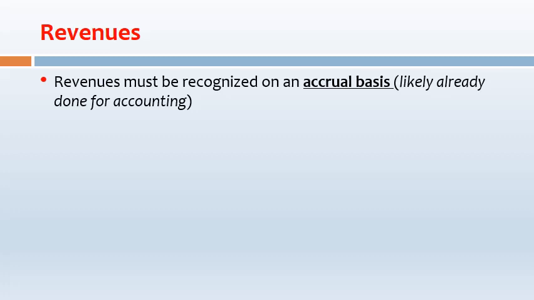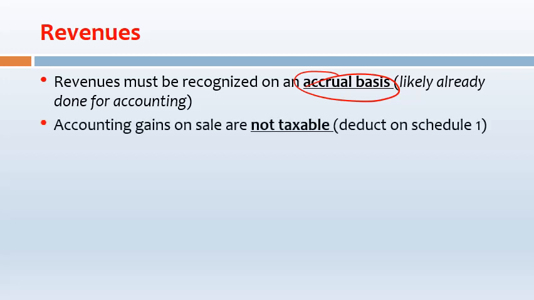Let's talk a little bit about revenues and how they're treated for tax purposes and the various effects that we're going to have on the T2S1. Revenues have to be recognized, as mentioned before, on an accrual basis. In all likelihood, this would have been done already for accounting purposes, so there's a very strong chance you're not going to have to do anything with revenue. Just keep in mind that if anyone's been keeping track of revenue using a cash basis, any accrued revenue needs to be reported for tax purposes.